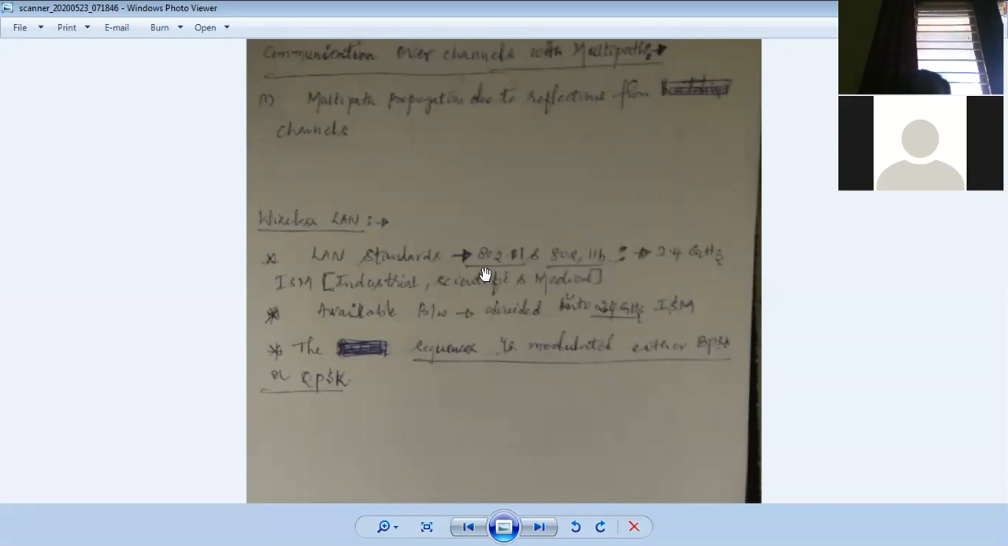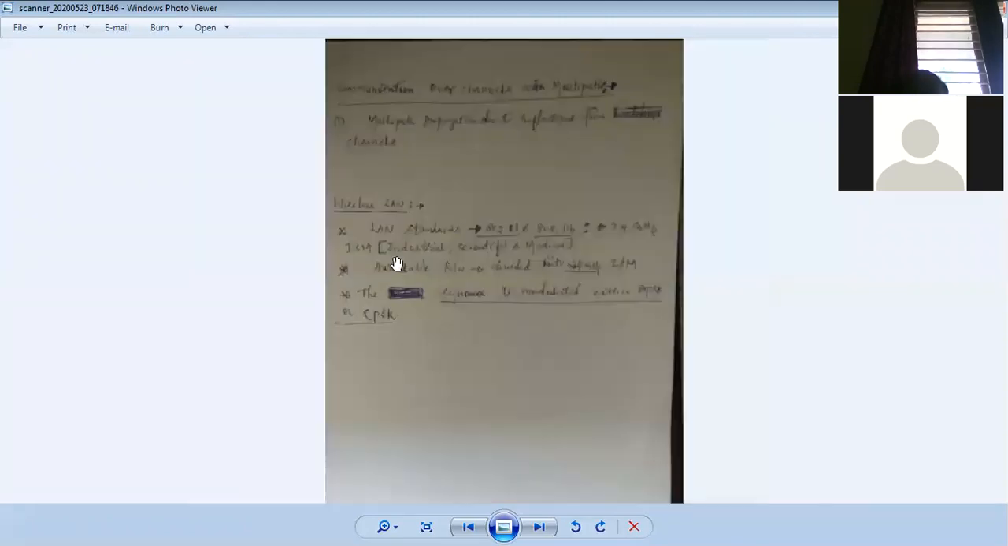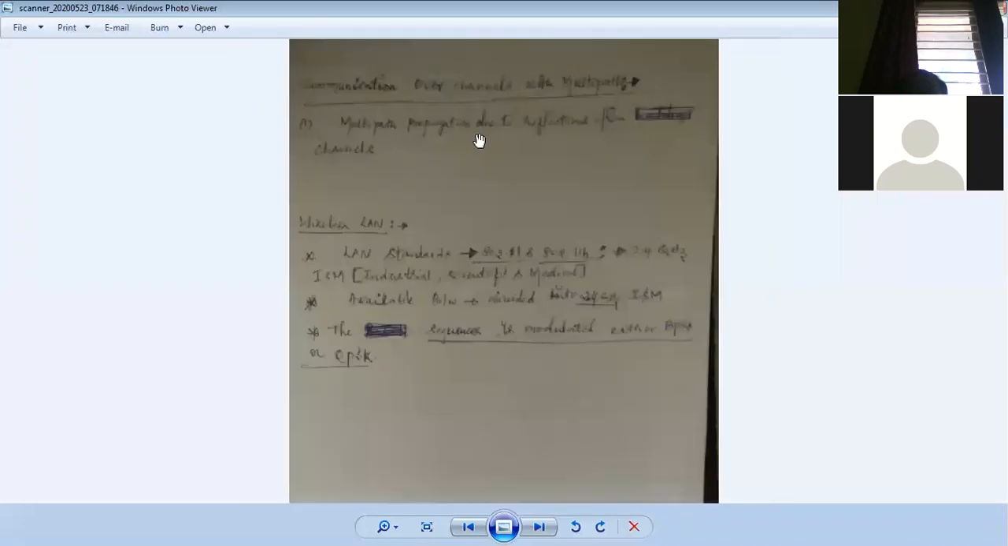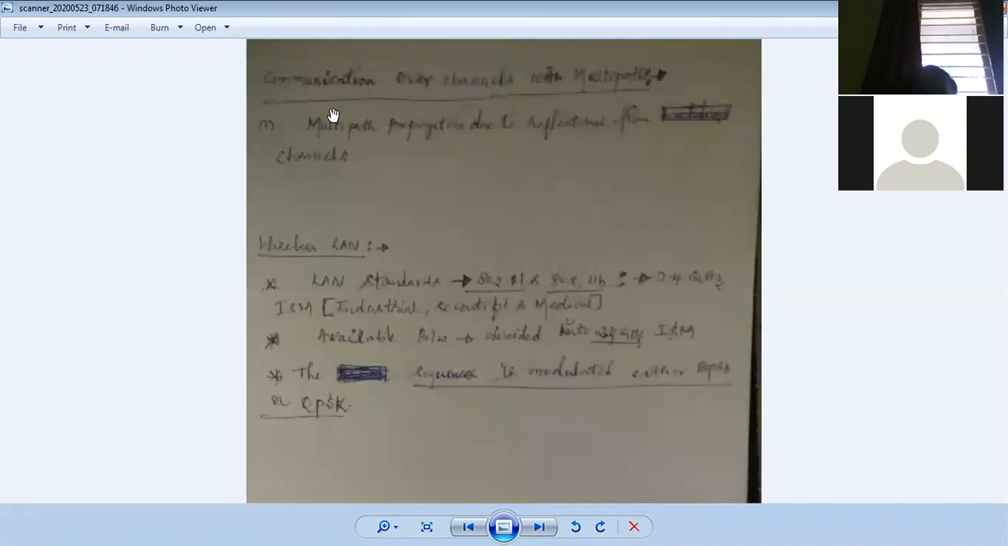The LAN standard is 802.11a/b. The available bandwidth is in the 2.4 gigahertz ISM band. This sequence is modulated with either BPSK or QPSK. This is the multiple propagation due to reflection from the channel. Communication over a channel with multiple paths, wireless.